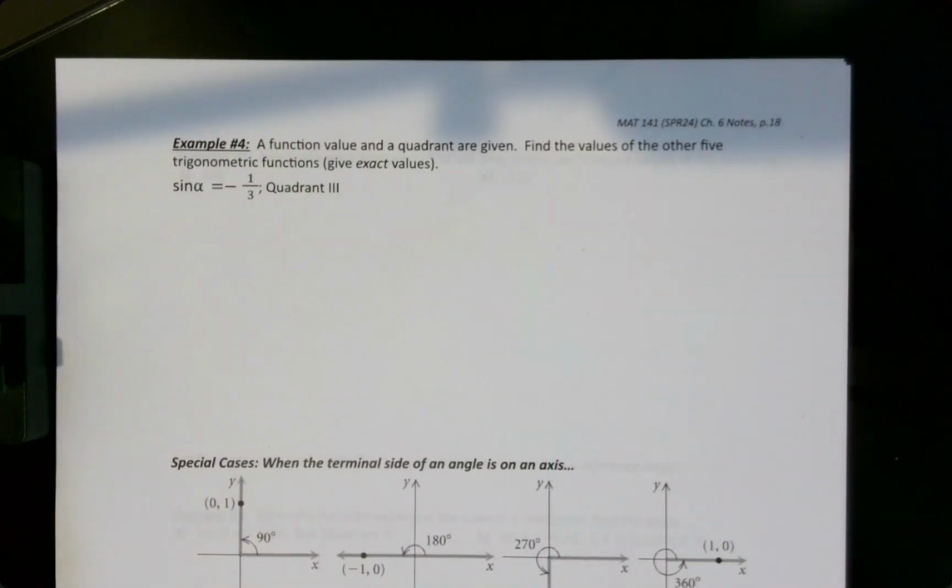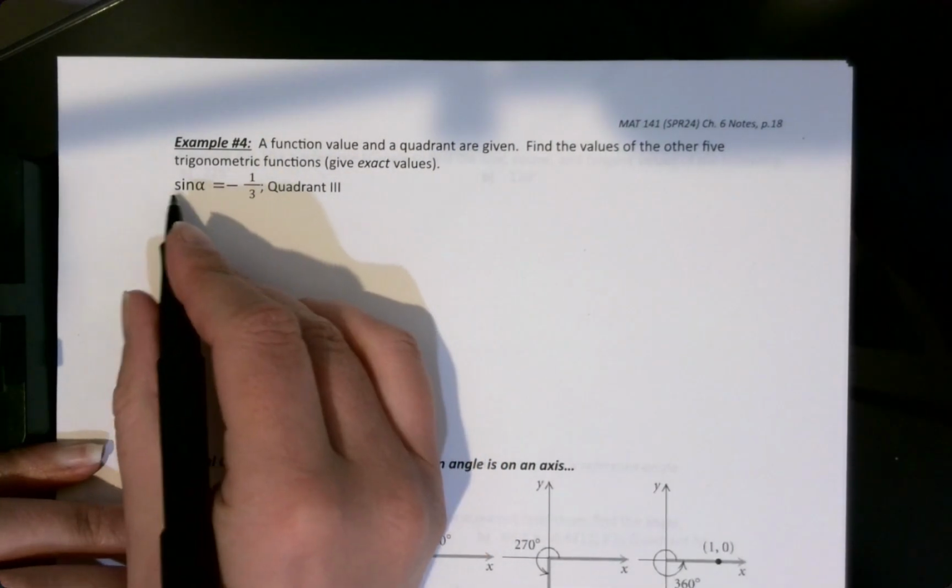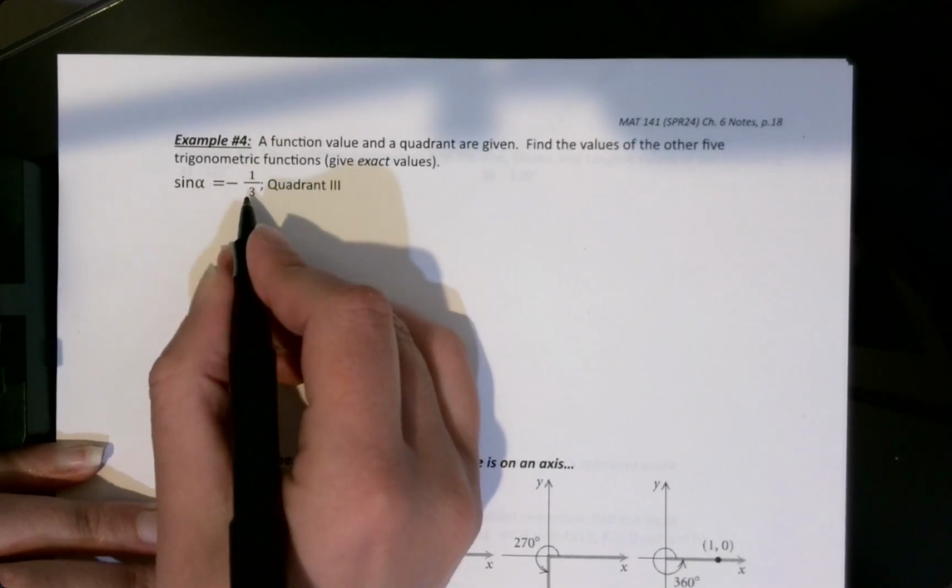Example 4. A function's value and quadrants are given. Find the values of the other 5 trigonometric functions. Okay. So sine of alpha is equal to -1/3, and it's in quadrant 3.